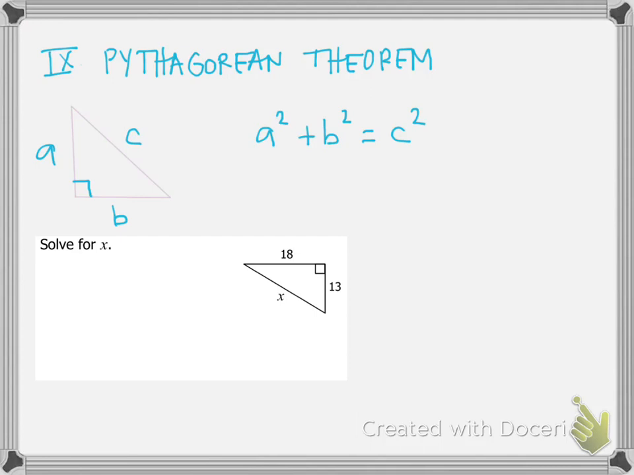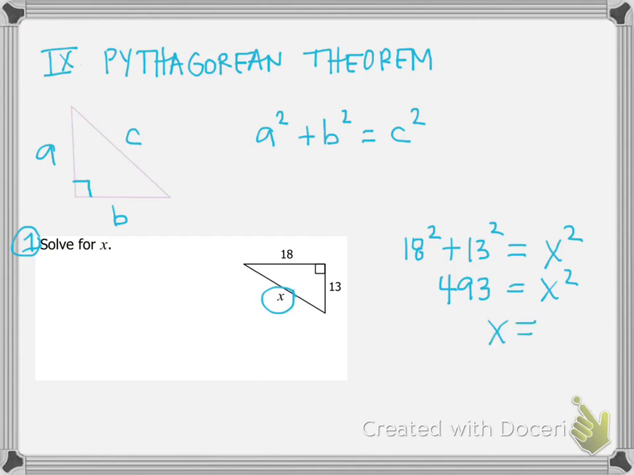Okay, so if I wanted to solve for x, I'm solving for the hypotenuse. So I'm going to say 18 squared plus 13 squared. Remember, your hypotenuse is always across from the 90-degree angle. It's going to be equal to x squared. So 18 squared plus 13 squared is 493. Take the square root of both sides, so x is going to be equal to a decimal, 22.2.